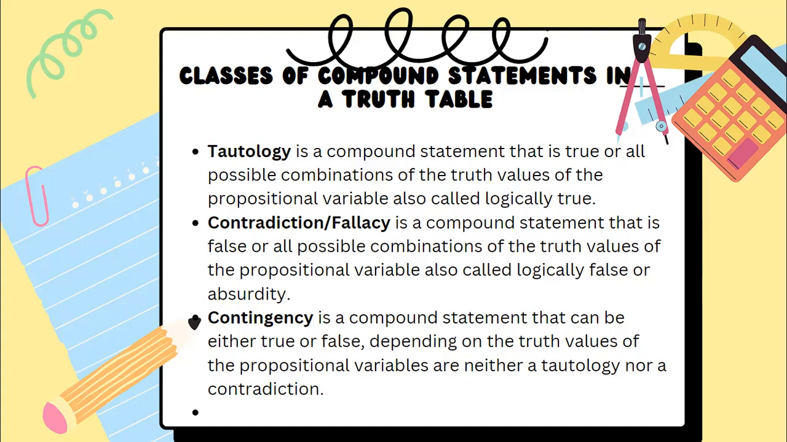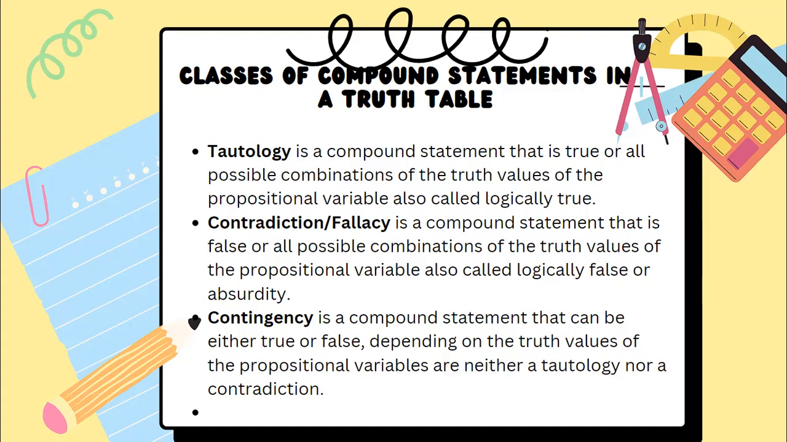Now next, we have contradiction or fallacy. It is a compound statement that is false for all possible combinations of the truth values of the propositional variable, also called logical false or absurdity. So, under contradiction or fallacy, sa truth table ninyo, lahat nung nasa last column ng inyong truth table, dapat lahat sila ay false. Okay? Para maging contradiction or fallacy yung inyong statement.